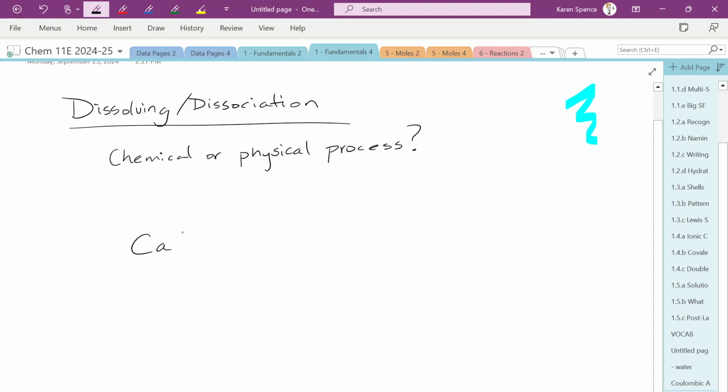We've got Ca(OH)2 solid becomes Ca2+ aqueous plus 2OH- aqueous. Yeah?